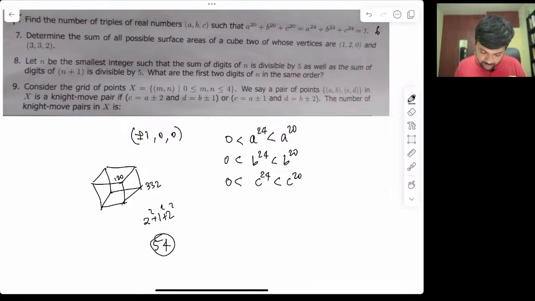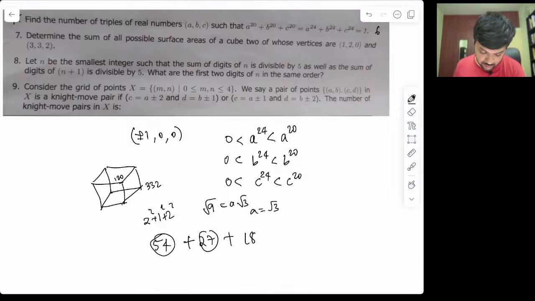So 54 plus 27 plus the other one, 3, 3, 2, is the opposite end here, and that is a root 3. So root 9 is root 3, therefore the side is just root 3, right? So 6 into 3, 18. Yeah, so that's the answer. You sum up those and you should get the answer. Whatever that is, what is it? So 54 plus 27 is 81, 99. Correct.